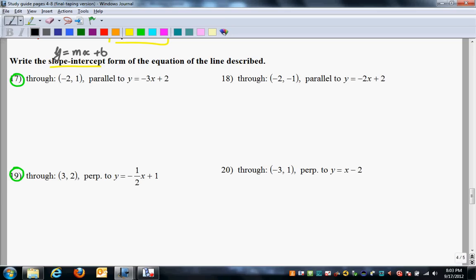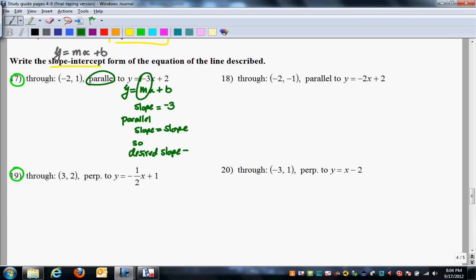So step number 1, I'm going to figure out what the slope is. Here we have y equals mx plus b, and we see our slope here is negative 3. Well, we want it to be parallel, so the parallel slope is where slope equals slope. So our desired slope, or our wanted slope, I'm just going to write desired slope, is also negative 3. So our desired slope is negative 3, and we want it to go through this point right there.